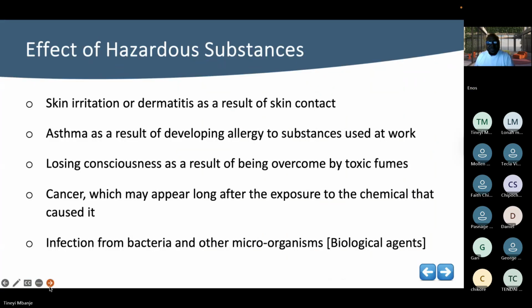All right, and the common effects of these hazardous substances are usually skin irritation. It could be asthma if you've inhaled it, losing consciousness if you have stayed for a long time. That's where the time weighted averages come in. Cancer, or what you'll find most terms that are used in COSHH, they use carcinogenic, which means cancerous. And half the time they don't happen there and then, they happen over a period of time. Maybe people have retired, they start having a cancer, they can't understand where it has come from. There's also infection and bacteria from other microbiological agents.